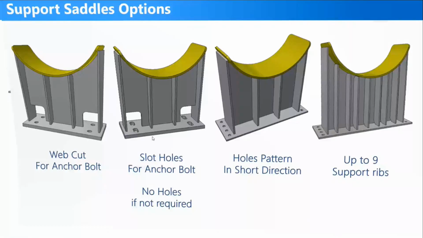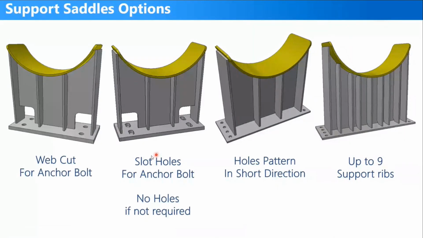In some specs, you may need to make a cut here because you don't have enough area to tighten the nut. So some specs include this cut on the web, if you have a single bolt here in the middle, so you need to make a cut to get enough area to tighten this bolt. You can make the arrangement of holes in the short direction like that, or make it in the long direction. You can make the base plate with straight holes or slot holes, or make it without any holes.